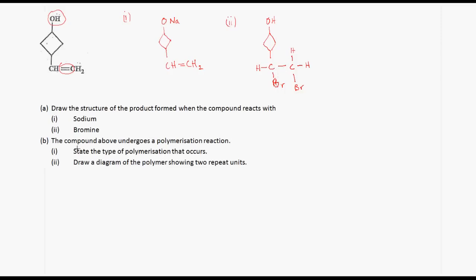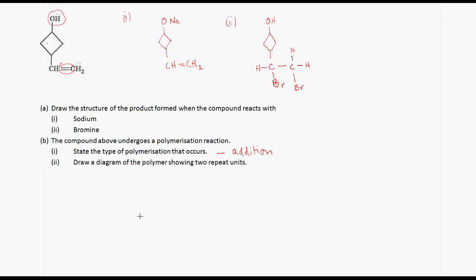In part B now, the compound above undergoes a polymerization reaction. State the type of polymerization reaction that occurs. Now remember, we have two types of polymerization: addition polymerization and condensation polymerization. As soon as we see we have a double bond, we expect it to undergo an addition reaction. So it's an addition polymerization.